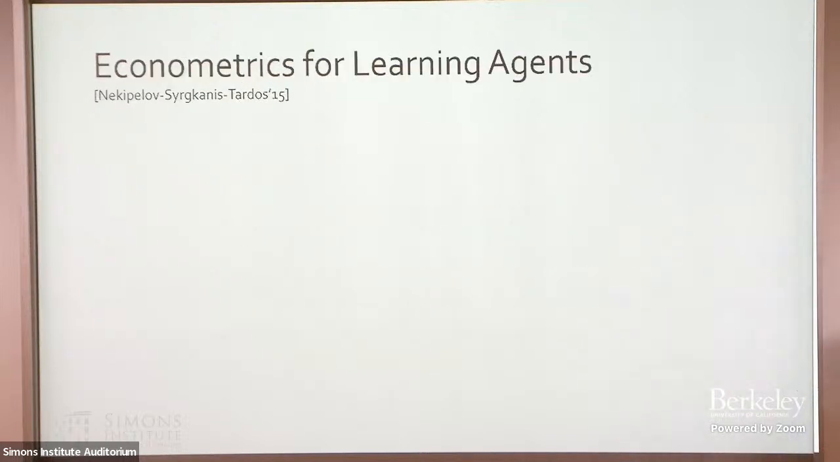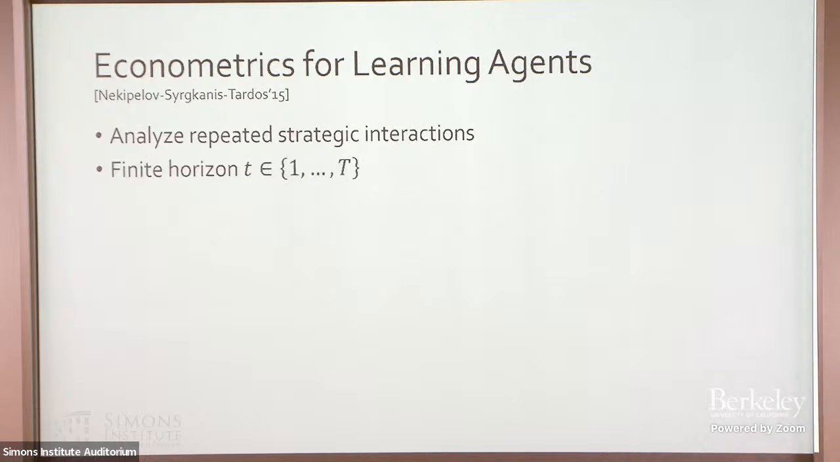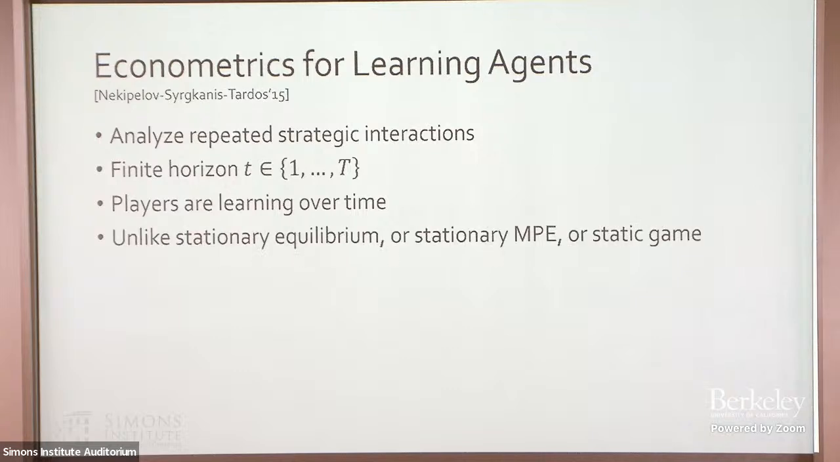So in the last part, I'm going to be briefly also connecting to the previous tutorials and talking about what if we drop the equilibrium assumption and assume that players play according to some learning algorithm. Can we still do some form of econometrics and reverse engineer the private values? So in this paper, we analyzed repeated strategic interactions like in an ad auction setting, where for a finite time horizon, players are learning over time.